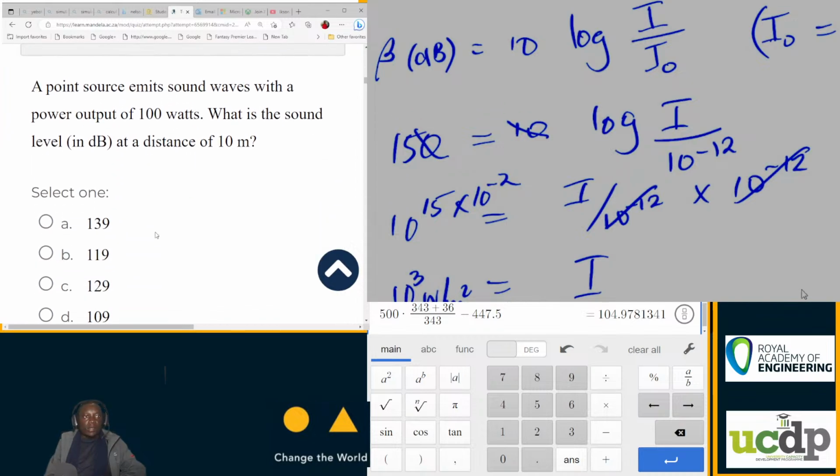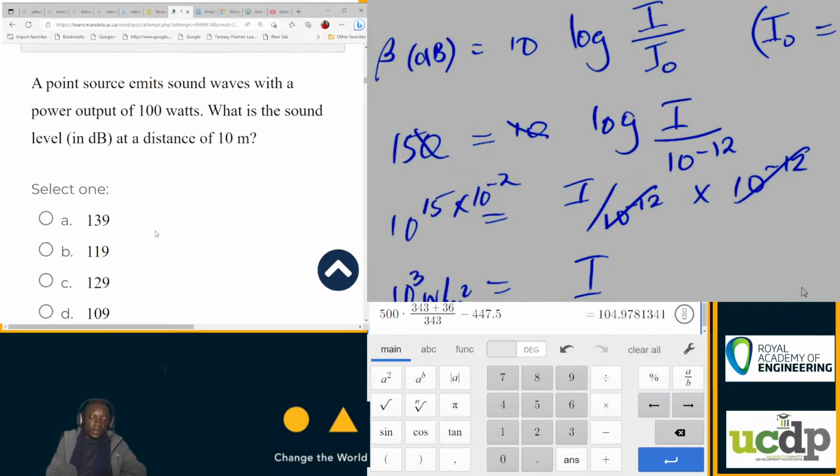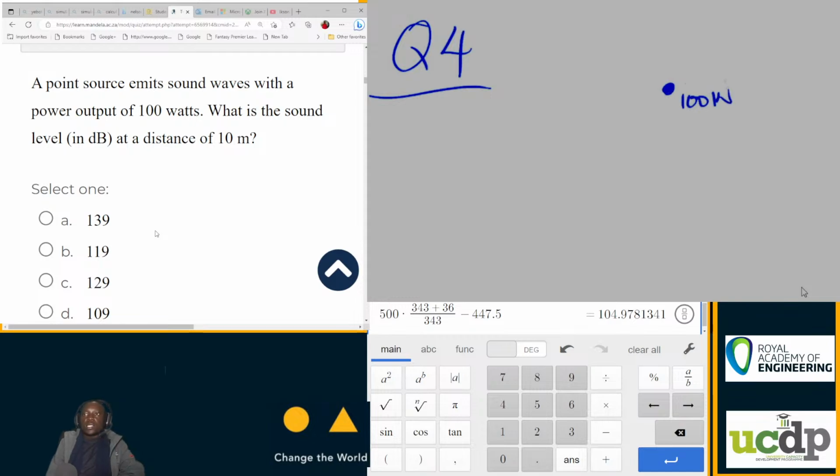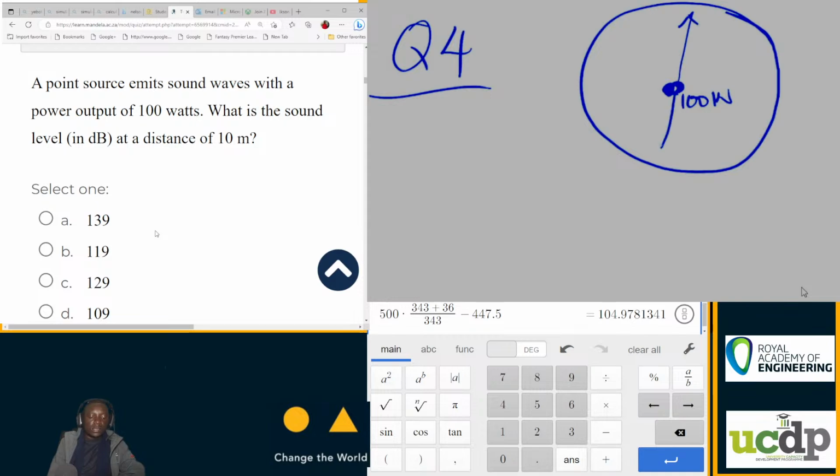Okay, question number 4. A point source emits sound waves with a power output of 100 watts. So we have a point source, 100 watts output. And what is the sound level in dB at a distance of 10 meters? So we've got the sound propagating from the source, that's 100 watts of energy, radiating outwards in all directions.